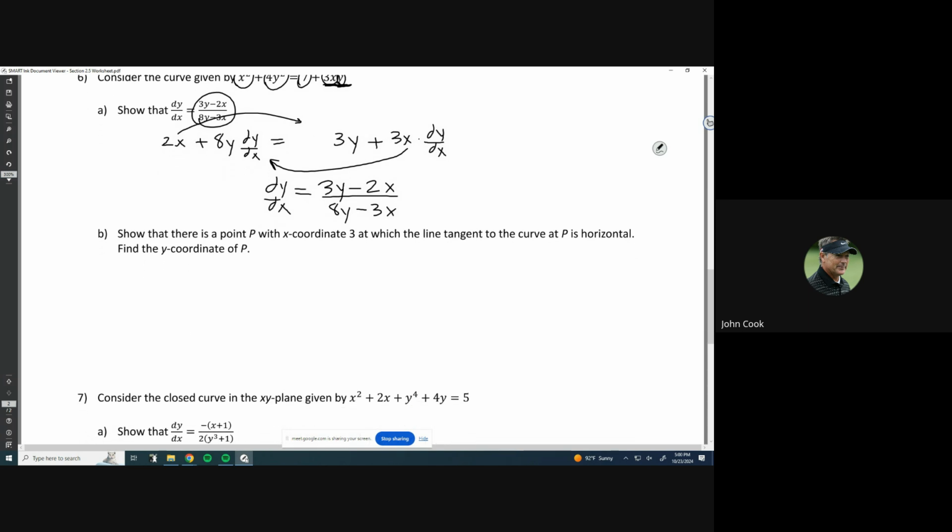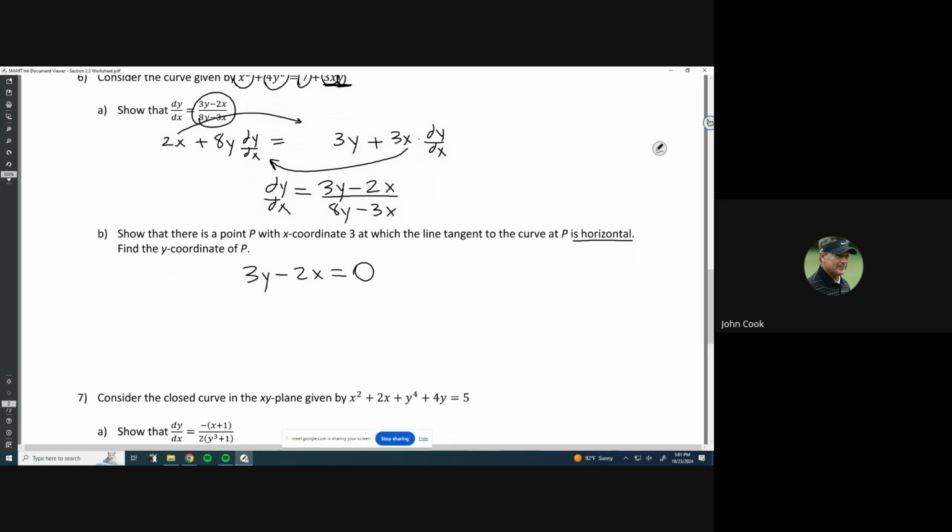Show that there is a point P with the x coordinate 3 at which the line tangent to the curve is horizontal. Well, if it's horizontal, that means that the top part is going to be equal to 0. So if I set 3y minus 2x equal to 0, so that there is a point with x coordinate 3 where the tangent line is horizontal. Find the y coordinate for this. So this is where this will be equal to 0.